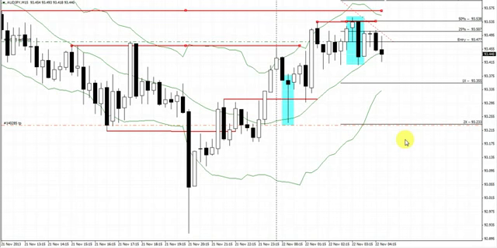Welcome Forex traders. We are looking at the Aussie Yen 15-minute time frame chart here in front of us, of which I have just opened a sell order into this market based on the engulfing pattern that appeared at this bounce point, at also the outer Bollinger Band.